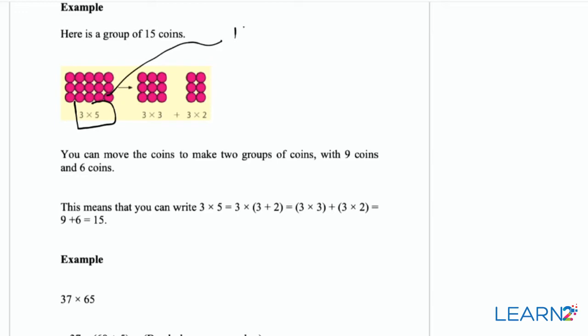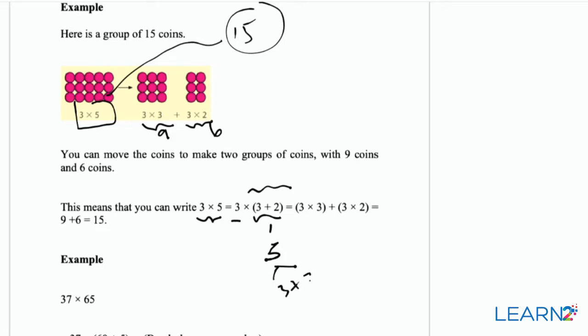Now you know that 3 times 5 is 15, but how could you break this down? Well, you could break it down into 3 groups of 3 if you wanted to, and then another 3 groups of 2. And 3 groups of 3 give you 9, and 3 groups of 2 give you 6. So what we're saying is we could write 3 times 5 as 3 multiplied by, in your bracket, let's break the 5 down. We know that 5 can be broken down into a 3 plus a 2.